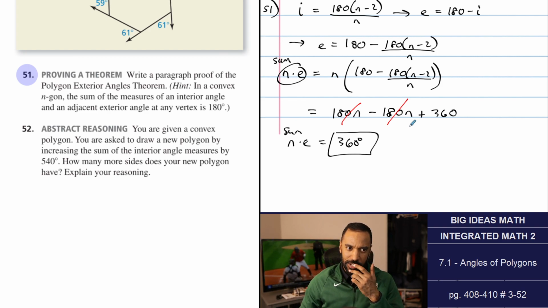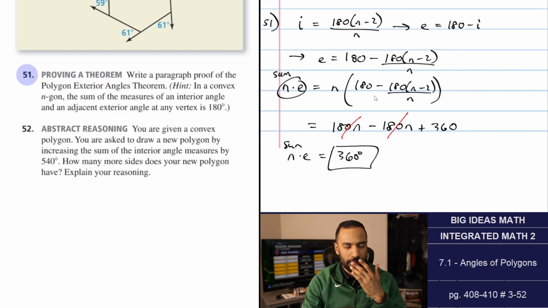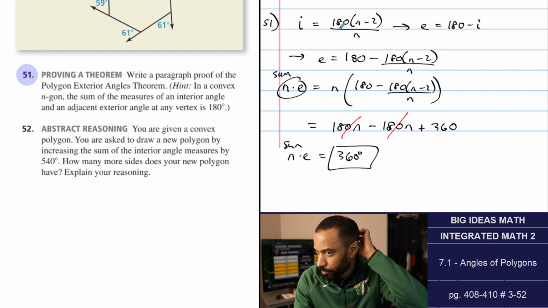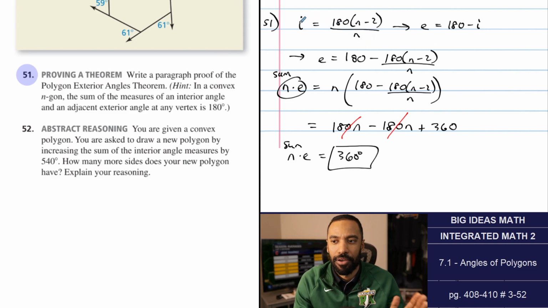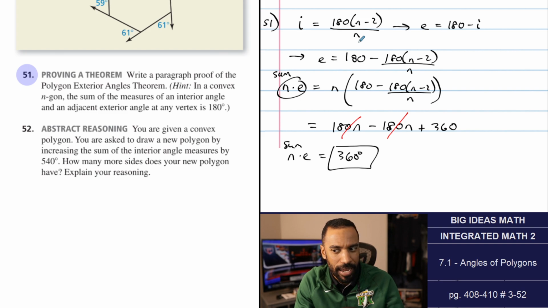The sum of the measures of an interior angle and an adjacent exterior angle at any vertex is 180. So that's kind of what I did there. Listen, I don't know if I can write a paragraph proof for this because I don't know how to say the formula part for that. I'm not going to write these 180 minus all the time. But here's what I did. I'm going to say it out loud. I took how you find an interior angle measure of a regular polygon. It's kind of working it out that way.